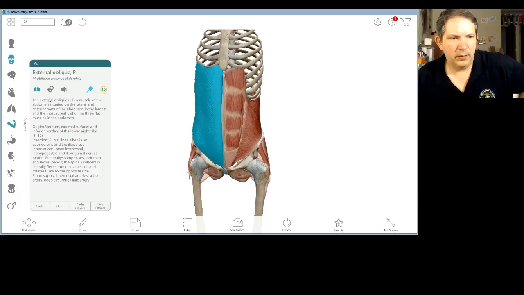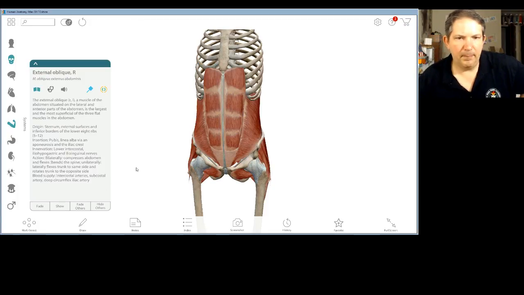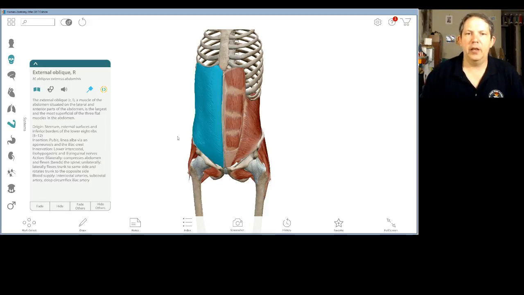Let me hide this and show it. Muscle fibers going this way. Oops. Muscle fibers going the opposite. Okay, let me show it again. At least keep it on that side.